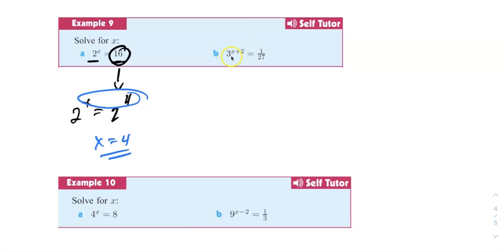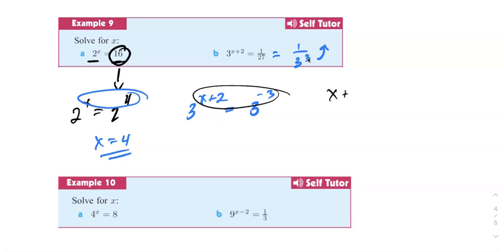The next one, same idea, but a little more complicated. So I have 3 here. I can't change that. 1 over 27, I could change that. I could write that as 1 over 3 cubed. 27 is 3 cubed. But they're still not the same. This is on the denominator. This has no fraction. It's on the numerator by default. So I gotta flip this up. Remember, the way you flip it up is you change the sign of the exponent. So if that's a 3, that should become a negative 3. So we have that, and now we just solve the powers. x plus 2 equals negative 3. x equals negative 5.